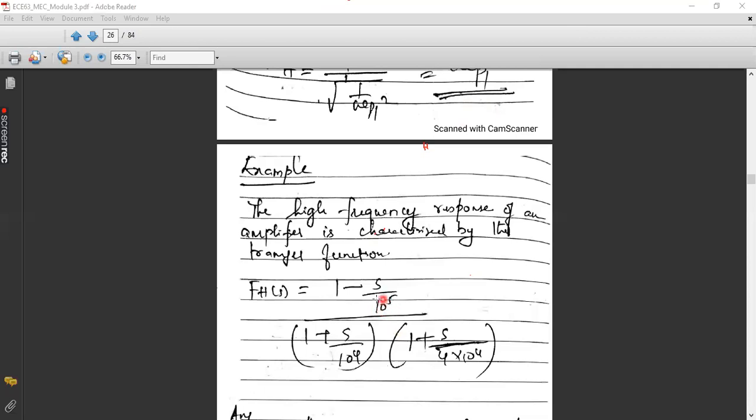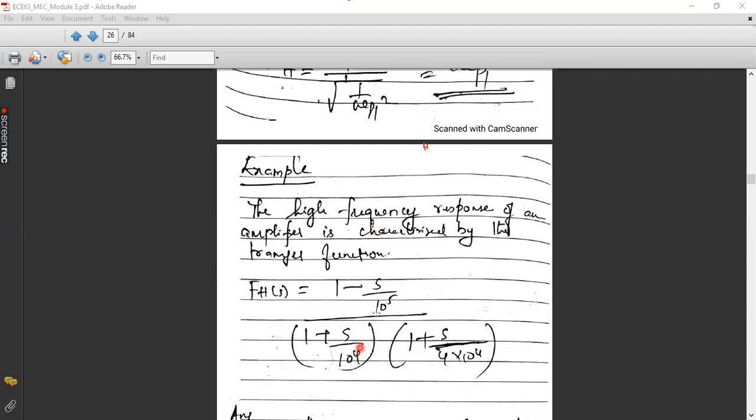So this can be considered as omega z1. All of you write omega z1. And this will be omega p1, the denominator first term. Omega p1 is 10 to the power 4. This will be omega p2, 4 into 10 to the power 4. Have you written omega z1, omega p1 and omega p2?